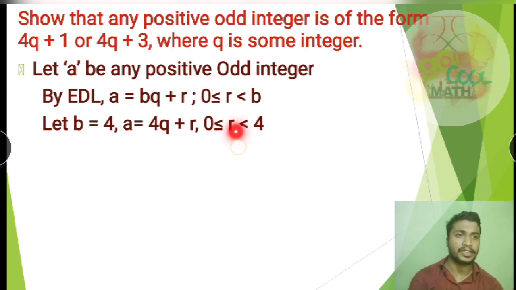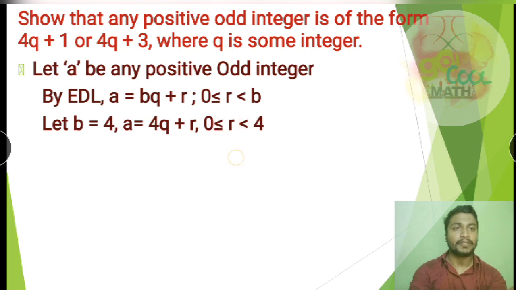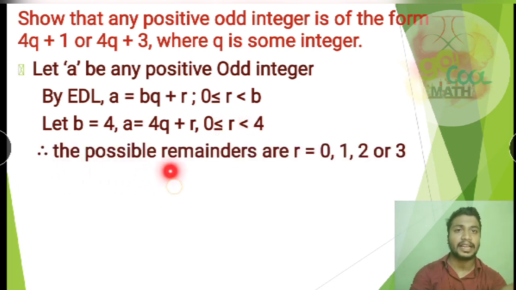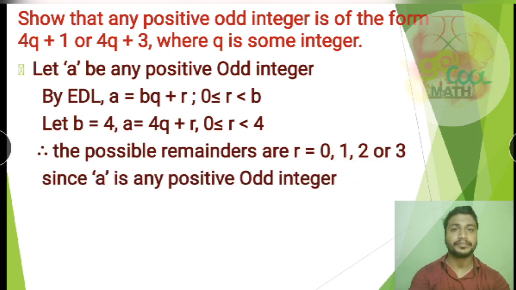That means the remainder must always be 0 or less than the divisor. Less than 4, therefore the possibilities of remainder are what? Therefore the possible remainders are 0, 1, 2 or 3. These 4 are the possibilities of remainder when you consider the divisor as 4. If you consider the divisor as 4, then the possible remainders are 0, 1, 2, 3.